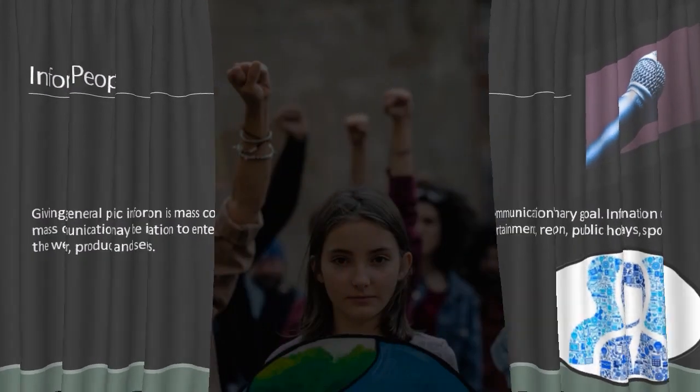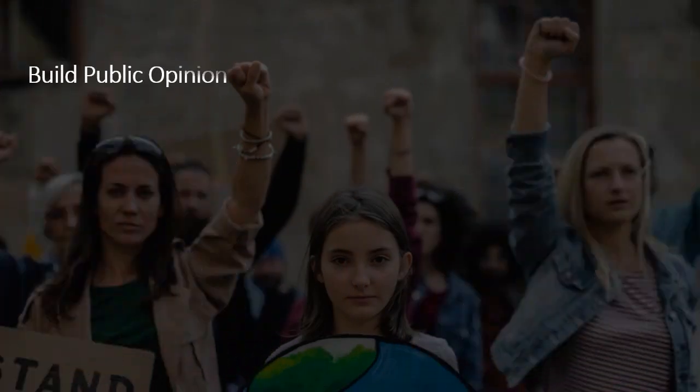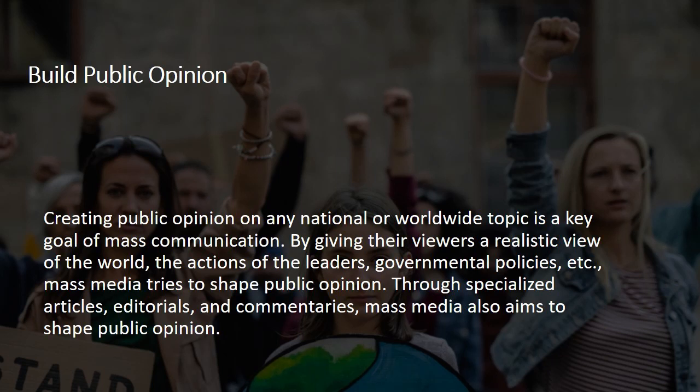Now moving on to the second objective, that is building public opinion. Public opinion is also built by mass communication. That means mass communication also helps to build public opinion. As you guys can see, creating public opinion on a national or worldwide topic is a key goal of mass communication. That means mass communication wants to convey the message to the public, thus creating an opinion. And that opinion can be related to a national interest or a worldwide interest.